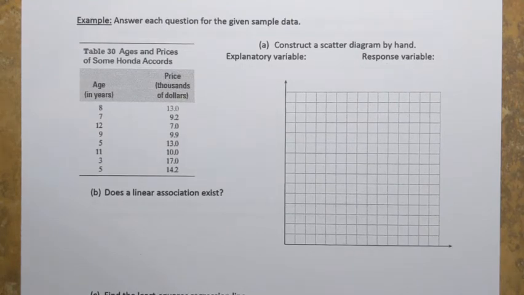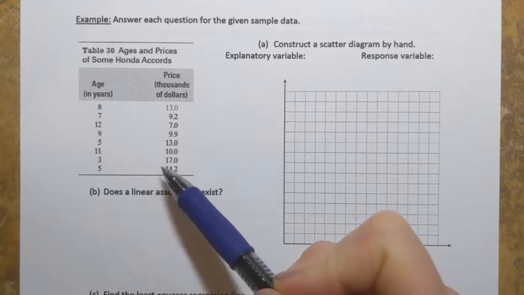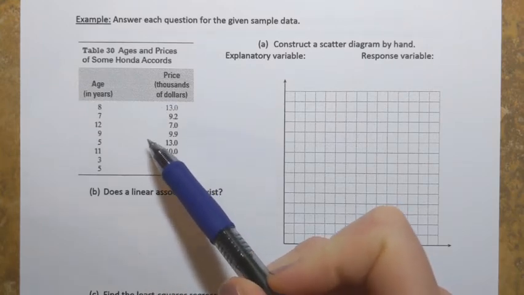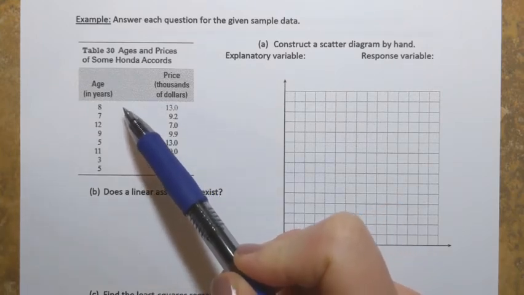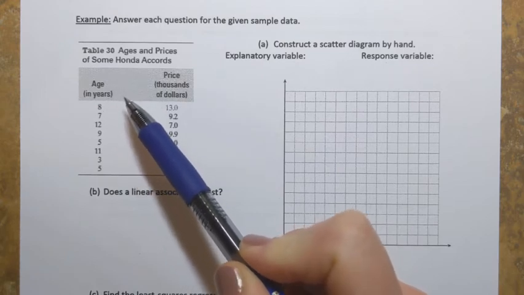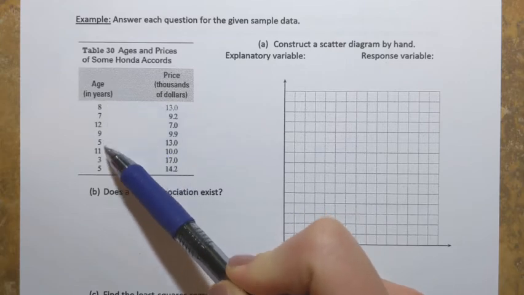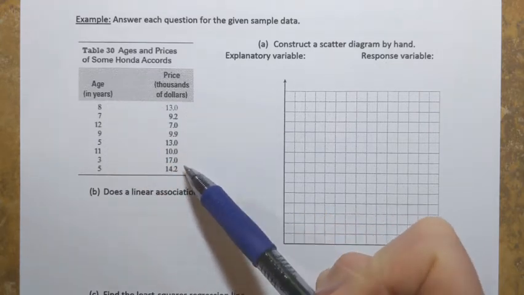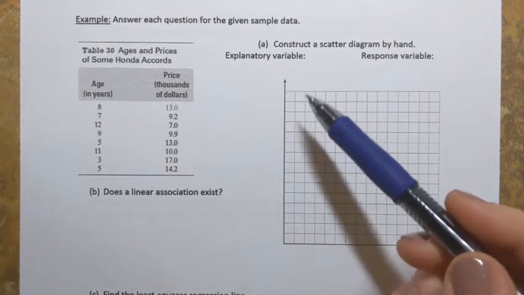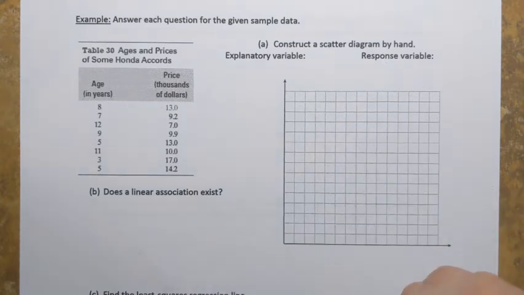Hi everyone! In this video we're going to use everything that we've learned so far about linear association and linear models to analyze the given bivariate data. In this data set we have information about ages and prices of some Honda Accords. So these are ages and these are prices. And our work will be guided by questions listed in this exercise.